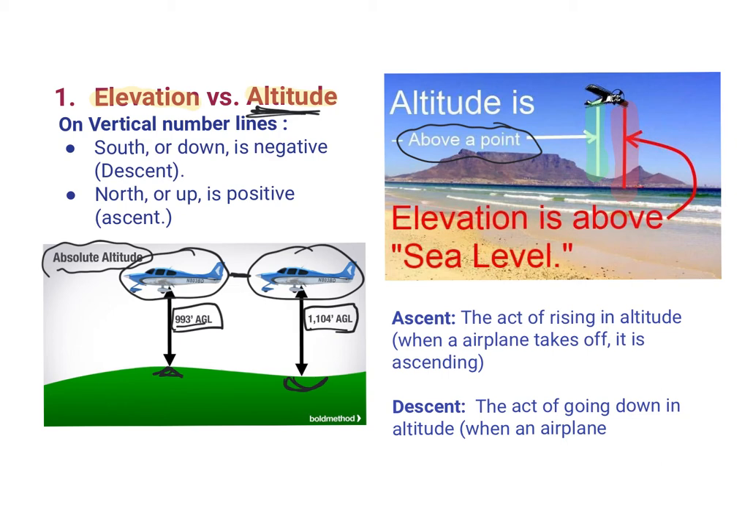And we'll also be talking about an ascent and a descent. Ascent, or ascending, is the act of rising in altitude. You'll often hear this if you've ever ridden on an airplane. When an airplane takes off, it is ascending. Descent is the act of going down in altitude. So when an airplane is landing, it is descending. Interesting, it doesn't say that there, but that's what that sentence should be. When an airplane is landing, it is descending.